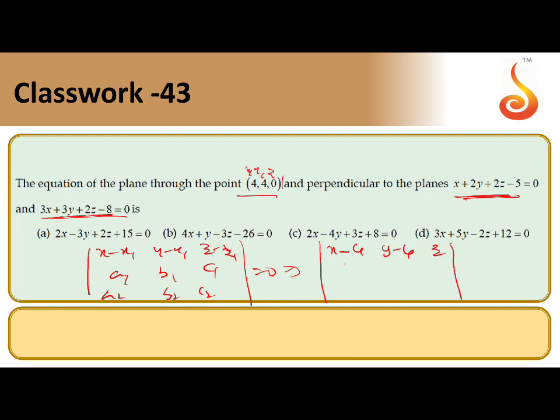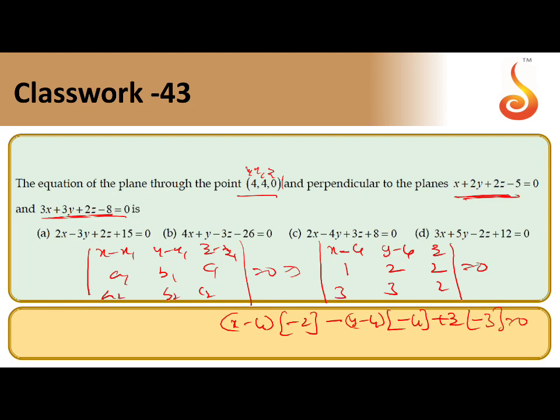Now a1, b1, c1 DRs are 1, 2, 2. Next 3, 3, 2, equal to 0. We can solve it. So that means x minus 4 into 4 minus 6, minus 2; next y minus 4 into 2 minus 6, minus 4, plus z into... for y, minus 2 once again 2 minus 6, minus 4, correct. For z into 3 minus 6, 3 minus 6, minus 3, equal to 0.